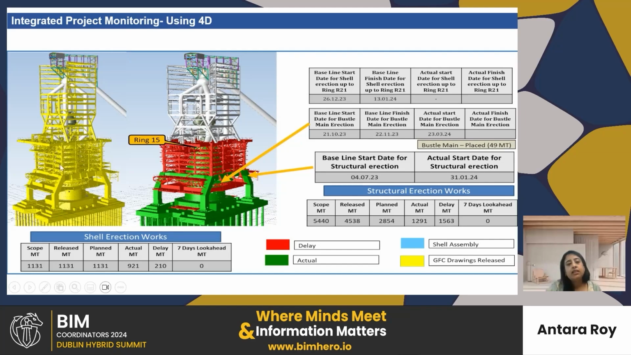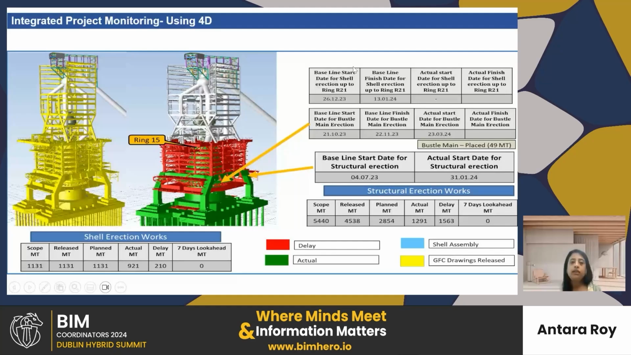If you see this yellow color model, that is my design model, meaning GFC, good for construction. Drawings are released for all these structures. Gray color here is under progress, and the 3D model is this one. Green means construction is already completed in this area. Red color is delay.